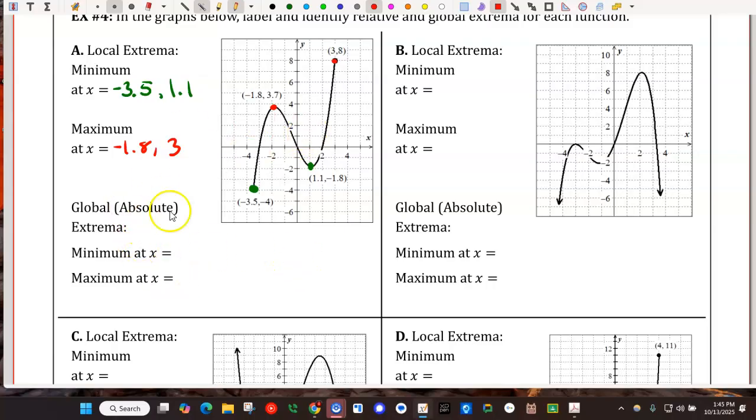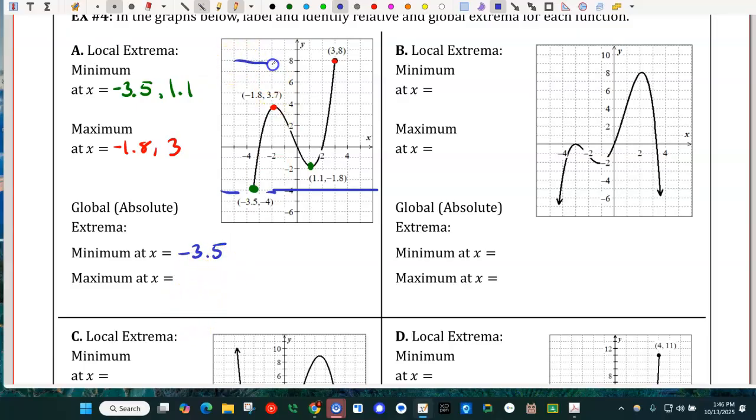Now, of these, which one are the absolute highest and absolute lowest? All right, so which one for sure? The lowest minimum is because there's no graph below this line, right? So this is the lowest it goes right here. So -3.5 is the absolute.